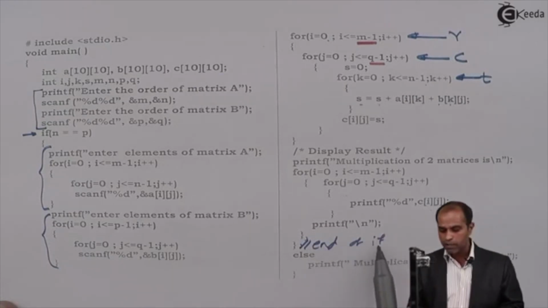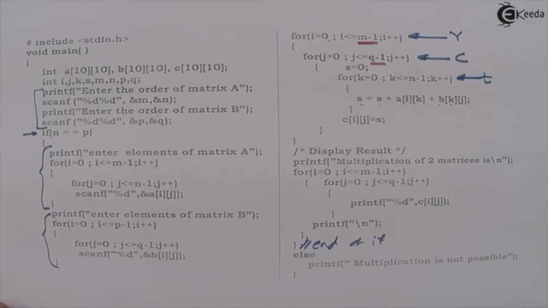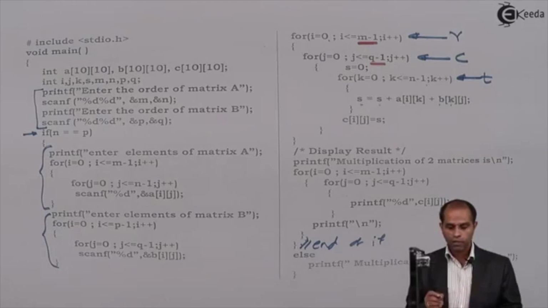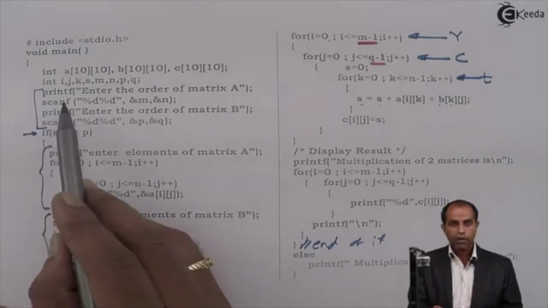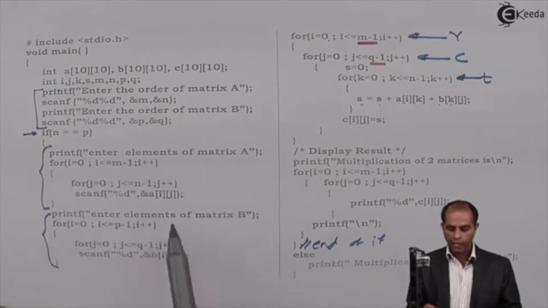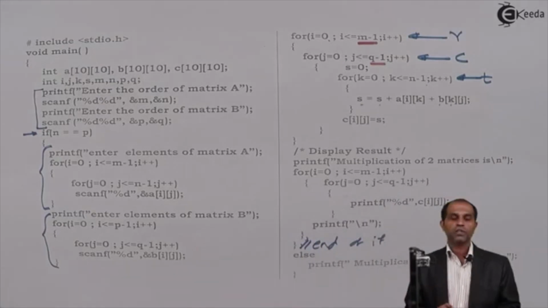Once the matrix elements have ended, then I'll say else printf multiplication is not possible. If this condition is not satisfied, we'll say multiplication is not possible. So we'll ignore the entire operation which I have stated. So I've done it in 4 parts. Apart from reading, within if there are 4 parts. First, read A, then read B, calculate C, and then finally display this particular C.